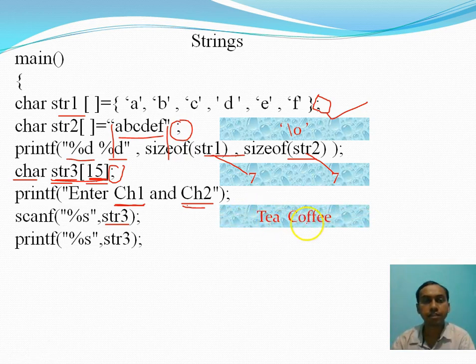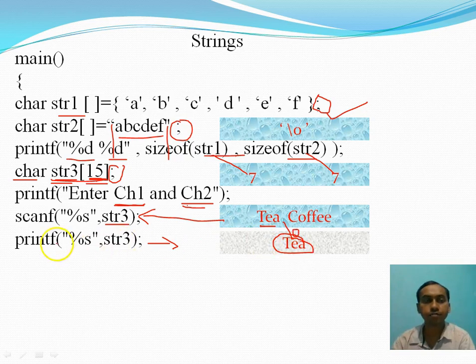We are taking "tea coffee" as input in str3, and again we want to print the same thing. So what happened? It will read up to t, and once it finds the null character \0, it will print only t, not coffee. So you will get only t, not coffee.